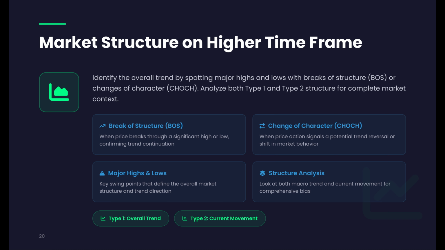Now, here's something absolutely crucial. You must analyze both Type 1 and Type 2 structure. Type 1 gives you the overall macro trend, the big picture direction. Are we bullish? Are we bearish? That's Type 1. Type 2 shows you the current movement, what's happening right now within that larger trend. Perhaps Type 1 is bullish, but Type 2 is showing a pullback. That's valuable information for timing your entries.